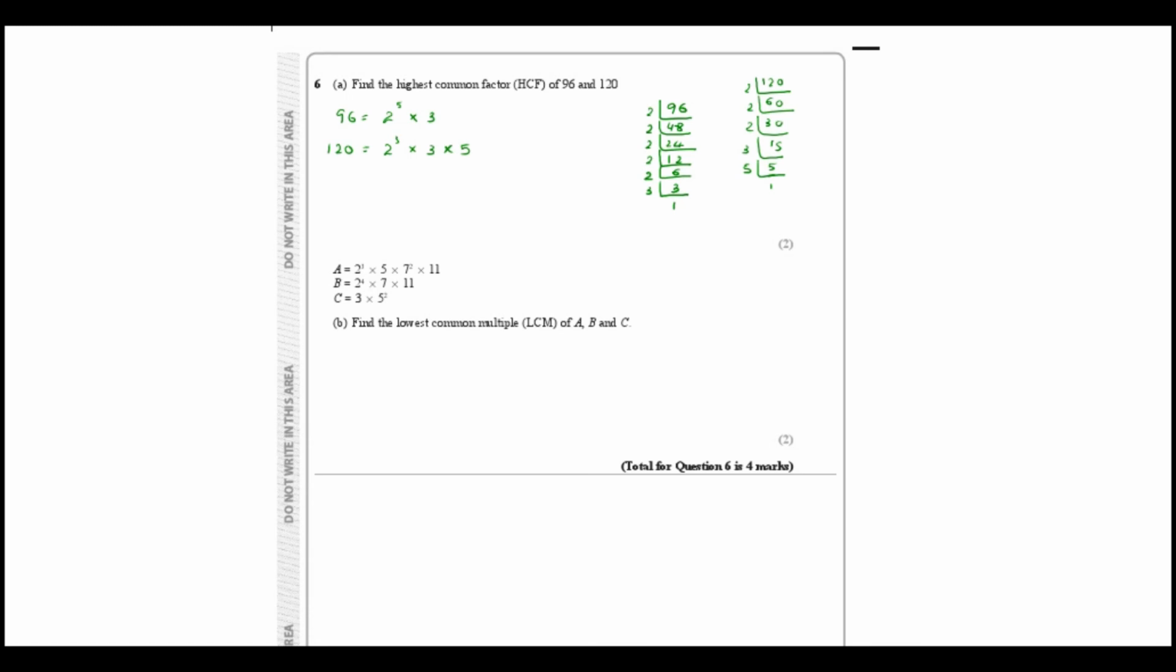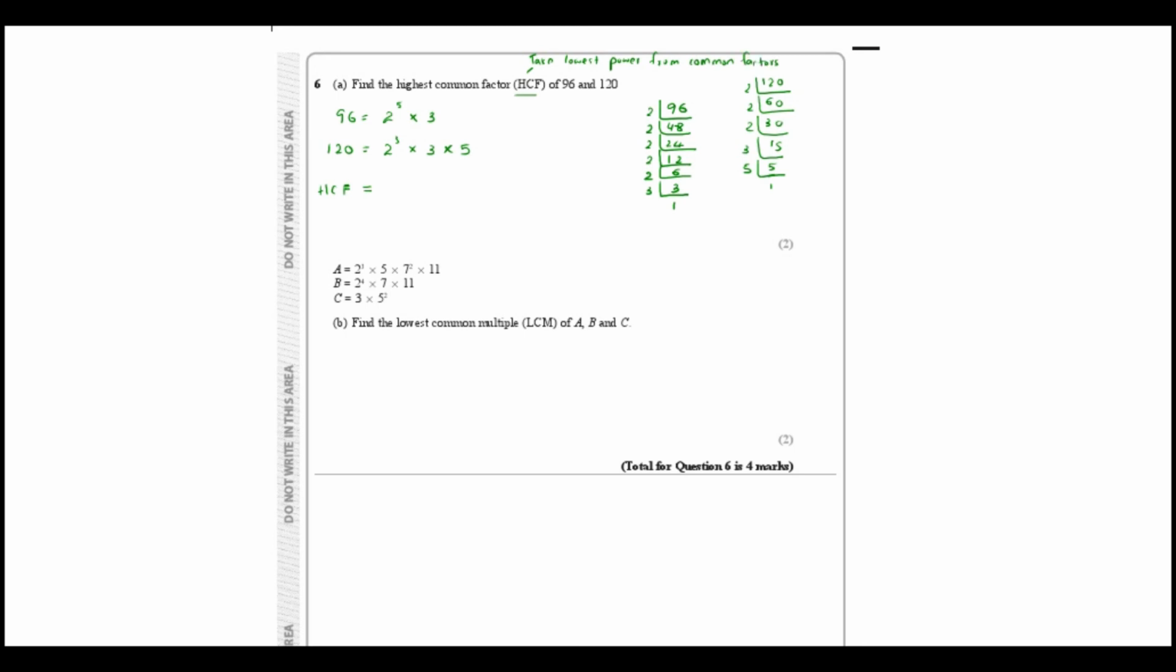Now I have to get the HCF. So how do we write the HCF? We take the lowest power from the common factors. So you're taking the lowest power only from the common factors, not from all the factors.